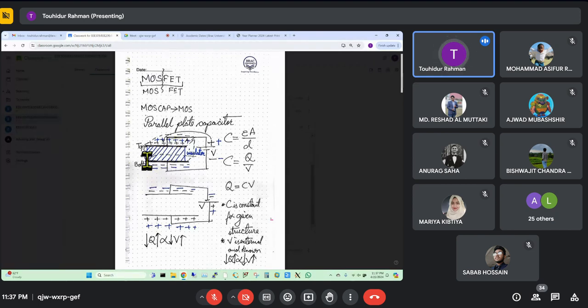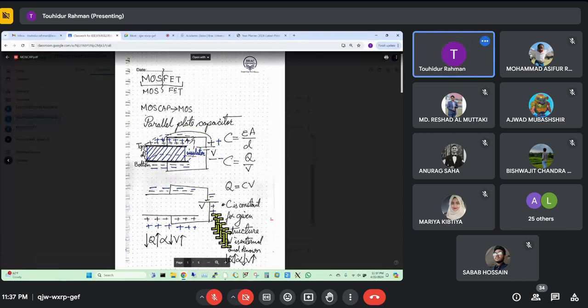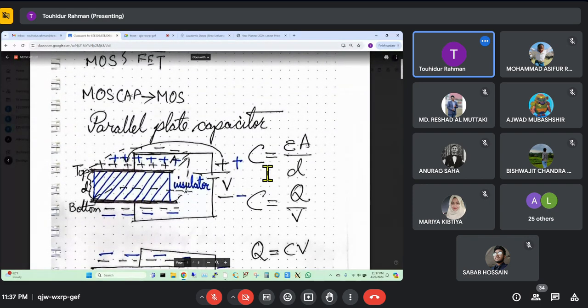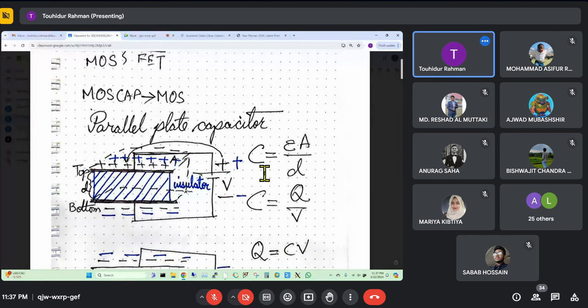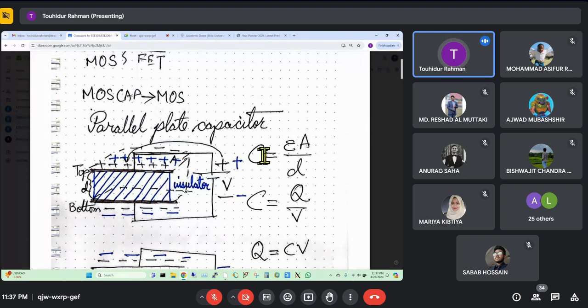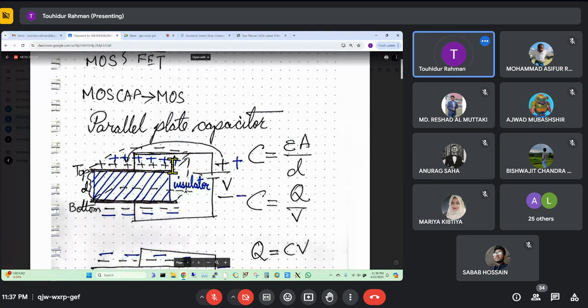These two metal plates are separated by a distance of d. The metal at the top is called top metal and the metal at the bottom is called bottom metal. The area of each of the metal plates is A. Capacitance of this particular structure is given by C is equal to epsilon times A divided by d, where epsilon is the dielectric constant, A is the area of each of the metals and d is the distance between these two.